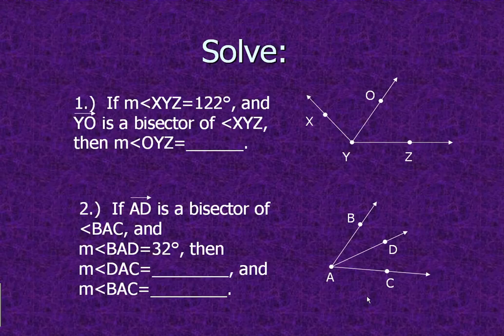All right, solve. XYZ is 122, and YO is the bisector. What's the measure of OYZ? If you said 61 degrees, you're correct. Number 2, if AD is a bisector of BAC, and the measure of angle BAD is 32, what's DAC? 32 degrees.